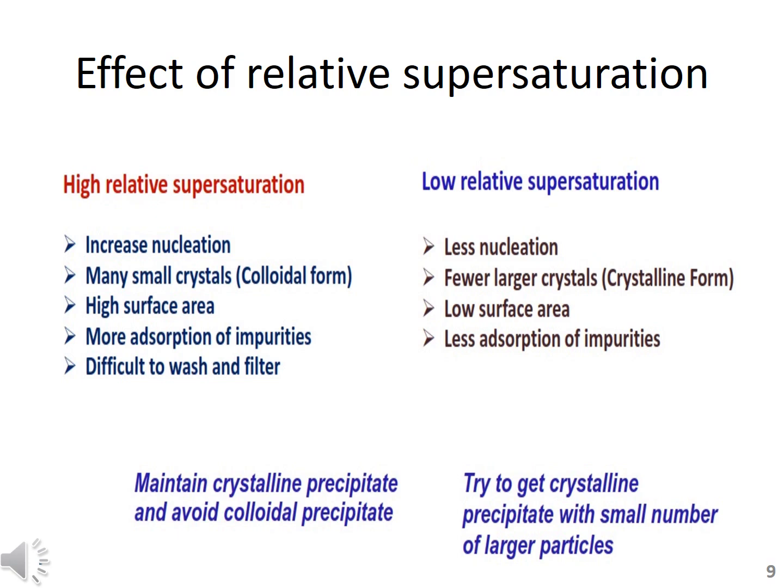These small crystals are very hard and very difficult to wash and filter, and if you have a low relative supersaturation, then you will have less nucleation. There are a smaller number of crystals, but they are larger in size. When they are larger in size, they have a low surface area, and with a low surface area, there are fewer chances of the deposition of the impurities on the precipitates.